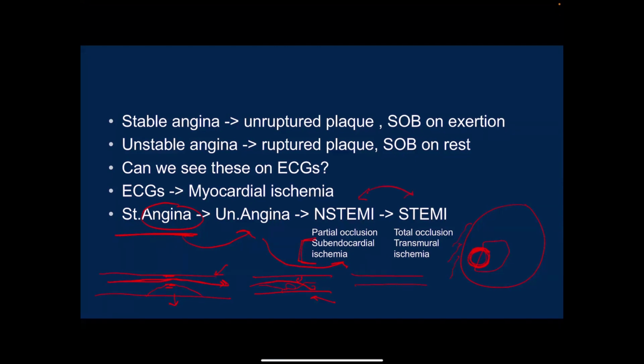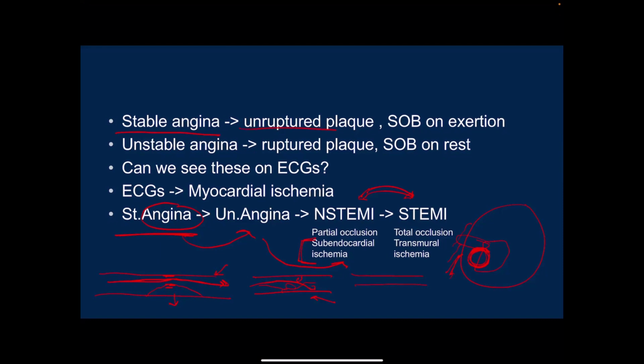An NSTEMI can progress into a STEMI, which is where we have total, but you don't usually have an NSTEMI that progresses into a STEMI. You usually just jump to a STEMI, you know? But it can progress into a STEMI, which is where you have total occlusion of a vessel or of the coronary artery. And with the total occlusion, you have transmural ischemia, which means the full thickness of the wall becomes ischemic. Okay, so let's start again.